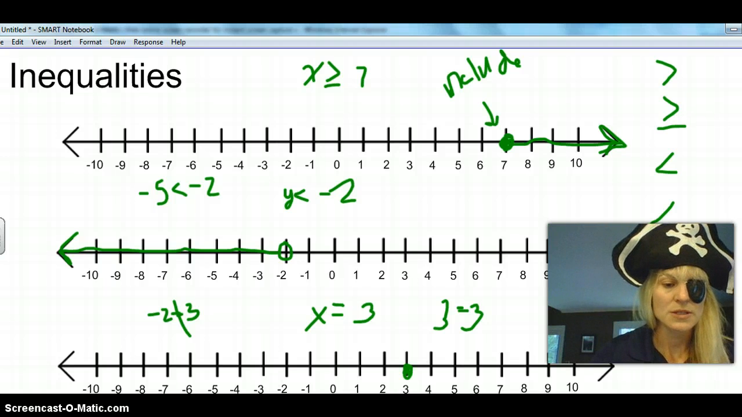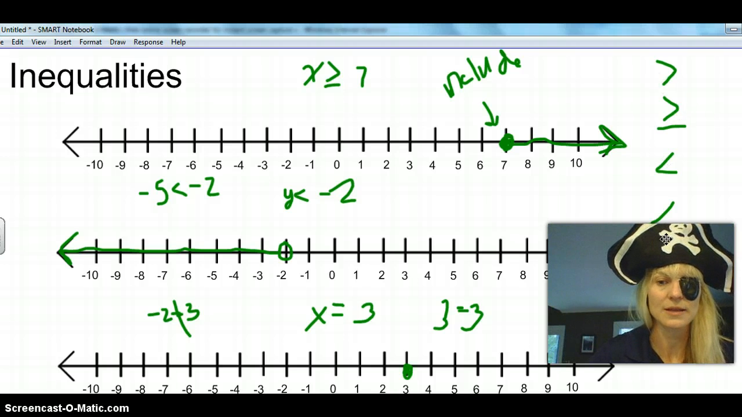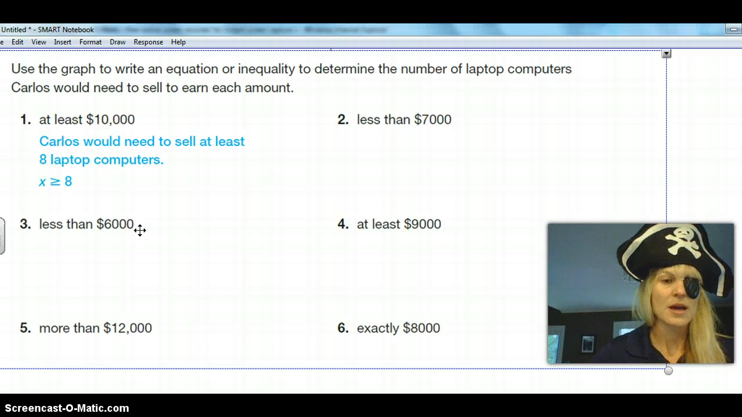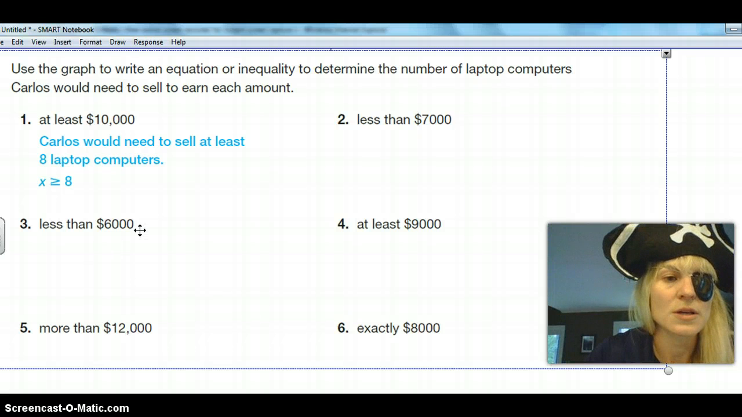Okay, so tomorrow's lesson has to do with inequalities and being able to pick out those words that mean greater than, less than, and equal to. So let's look at a couple examples. Here we have an example. Use the graph to write an equation or inequality to determine the number of laptop computers Carlos would need to sell to earn each amount. And this goes back to yesterday's video, the graph in yesterday's video.